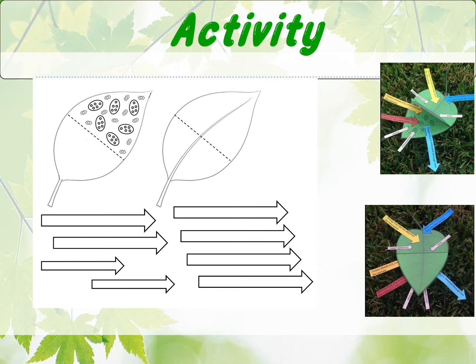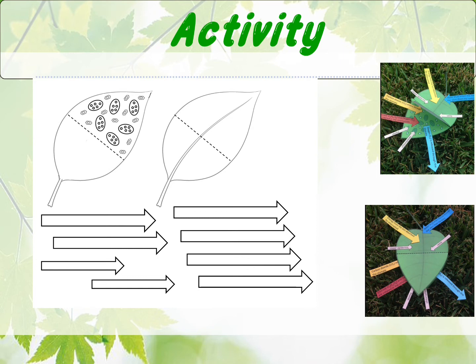And on these arrows you will write energy from sunlight, water from the soil. This one you will stick to the top part, okay? And then you will also stick the arrows for the oxygen going out and carbon dioxide coming in near the stomata.